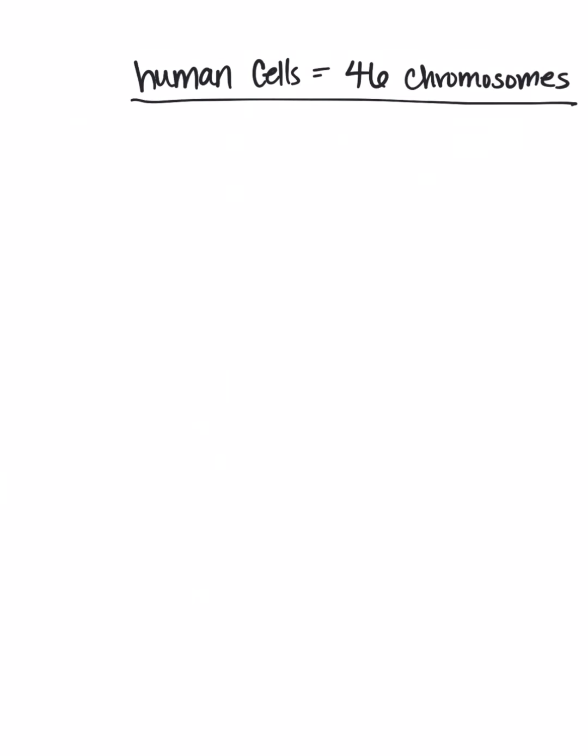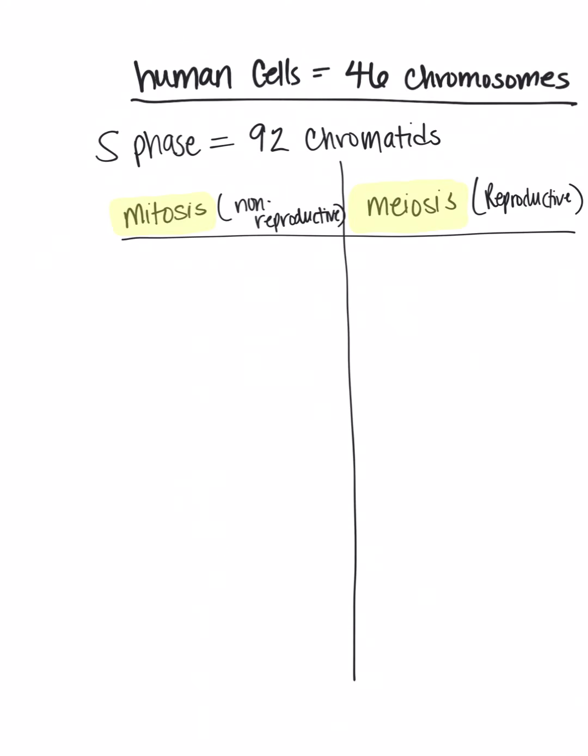To start with, prior to mitosis and meiosis, during interphase is the S phase, which is when the DNA gets copied. So that at the end of the S phase, you end up with 92 chromatids. And it's these 92 chromatids that are going to get split in the processes of mitosis or meiosis, depending on the type of cell that is dividing. So let's start with the process of mitosis.